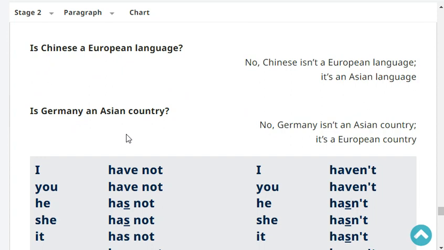Is Chinese a European language? No, Chinese isn't a European language. It's an Asian language. Is Germany an Asian country? No, Germany isn't an Asian country. It's a European country. Very good. But when you say it isn't, it's also correct.